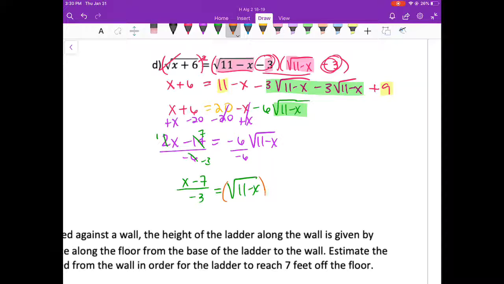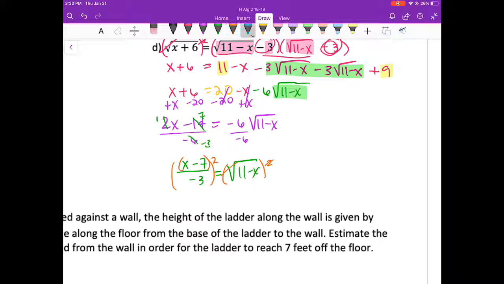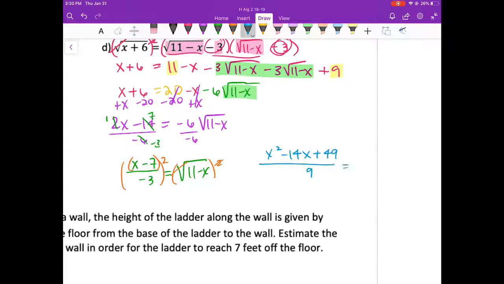Now I can square both sides to get rid of that square root. When you do, we get a FOIL again. So we have x minus 7, and it's going to be squared, right? Because when we distribute that, you can't distribute it to the x and then to the 7, because x minus 7 is a binomial, and so you have to square it. So your numerator is going to become x squared minus 7x minus 7x plus 49, all over negative 3 quantity squared, which is going to be a positive 9, equals the square root of 11 minus x.